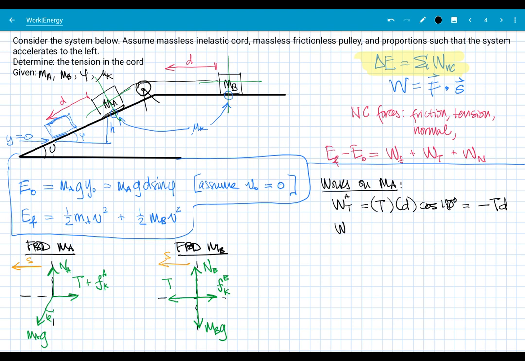The work done by friction, again superscript block A, is going to be the magnitude of the frictional force, magnitude of my displacement, multiplied by, again, cosine 180 degrees, so this gives me negative force of friction multiplied by D.